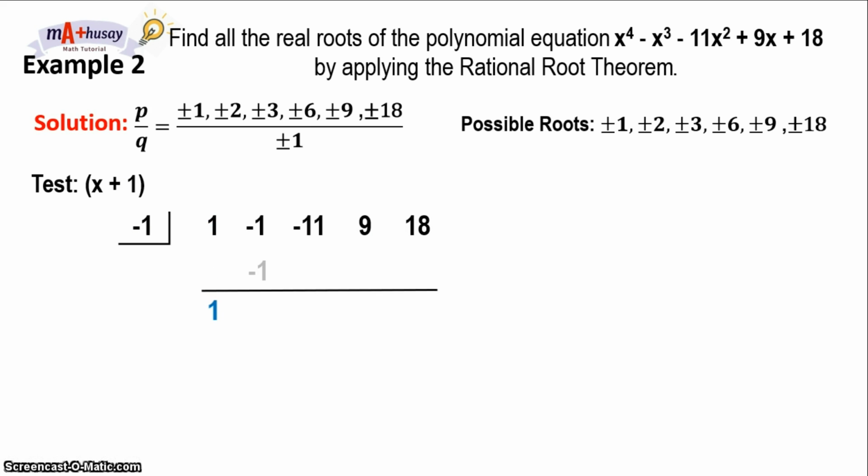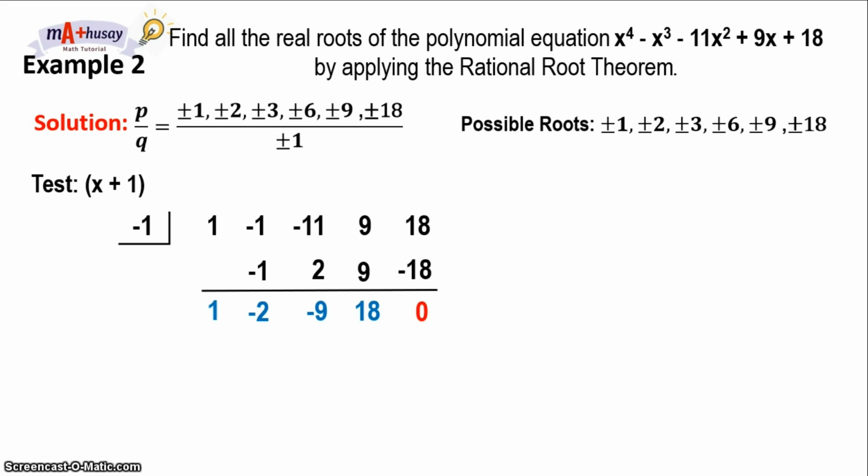So 1 times negative 1 is negative 1. Negative 1 plus the negative 1 gives you negative 2. Negative 2 times negative 1 is positive 2. Negative 11 plus 2 is negative 9. Now, negative 9 times negative 1 is positive 9. 9 plus 9 is 18. Lastly, negative 1 times 18 is negative 18. Now, obviously, the sum of 18 and negative 18 is 0.